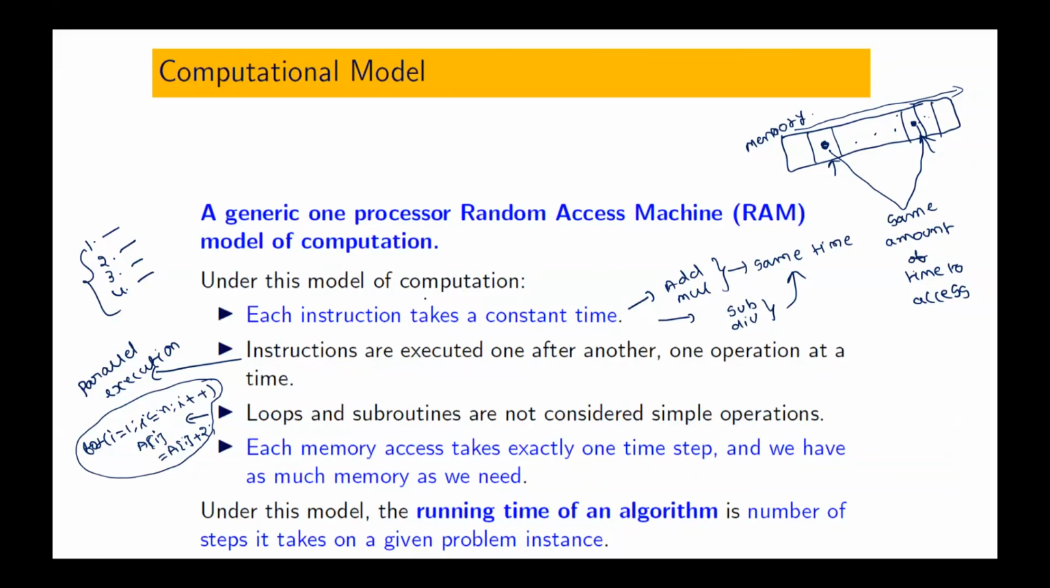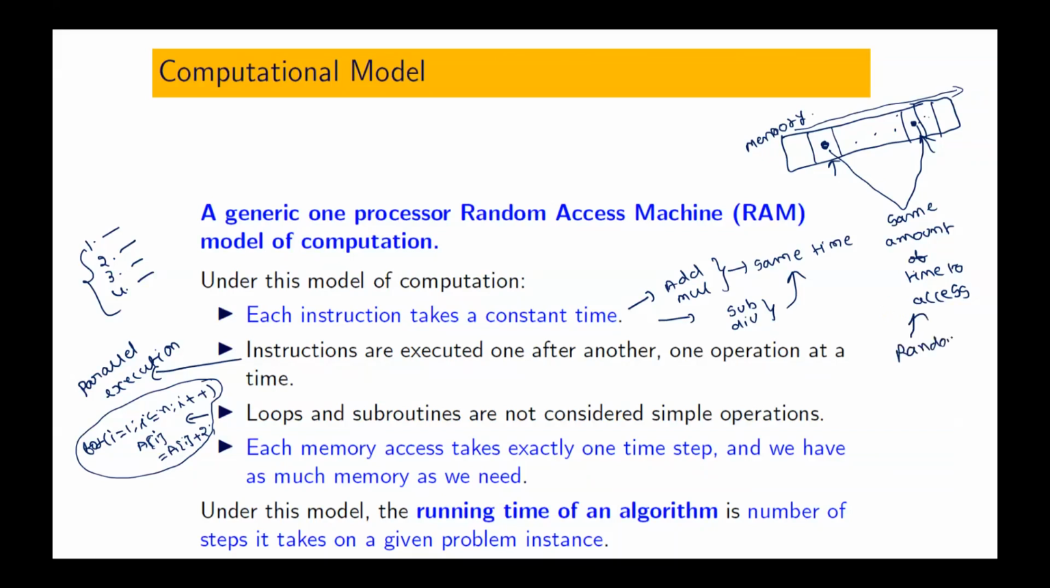So what are the important assumptions under the RAM model of computation? All operations take the same amount of time. There is no parallel execution. Loops and subroutines are not considered simple operations. And each memory access is called random access to memory. This is the meaning of random access.